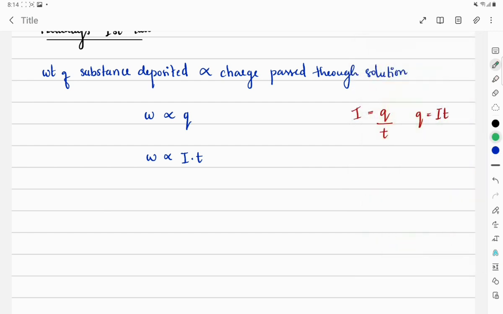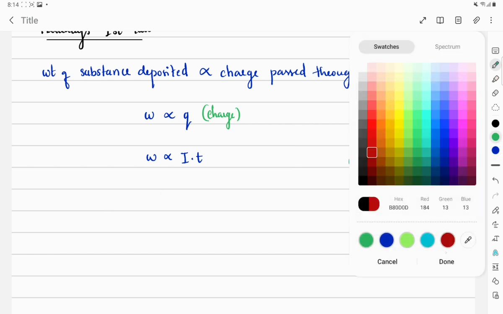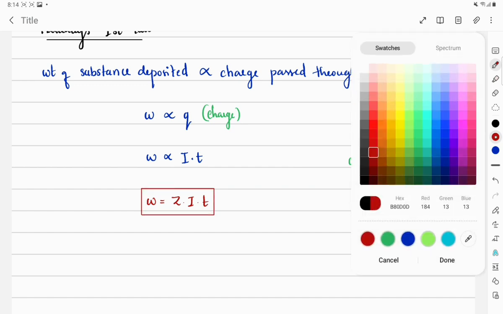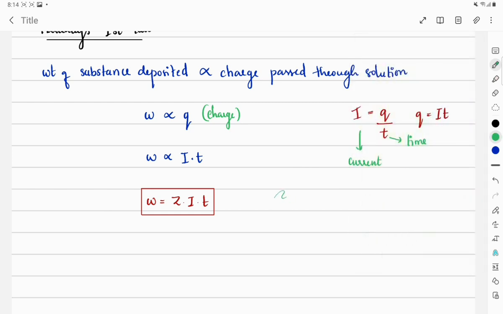So let's write what the terms involved are again. Q is the charge, I is the current passing, and T is the time. Now we need a constant here. The constant we introduce is Z, and Z is called the electrochemical equivalent. So now the equation becomes W is equal to Z into I into T. This is the actual equation for Faraday's first law of electrolysis, where Z is called the electrochemical equivalent.